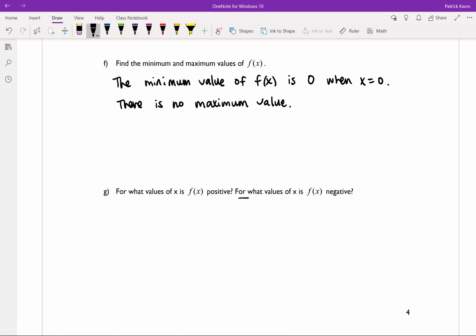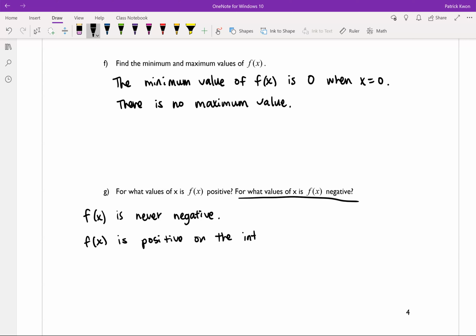So let's answer the second part first. For what values of x is f of x negative? F of x is never negative. And then we could say f of x is positive on the interval. So the left-hand side of the graph, we could say negative infinity to 0. And I'm going to put a parenthesis since we're not including 0.